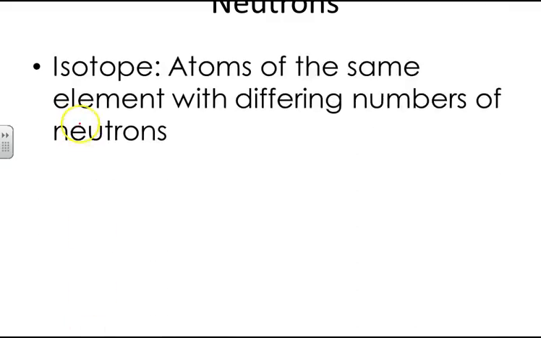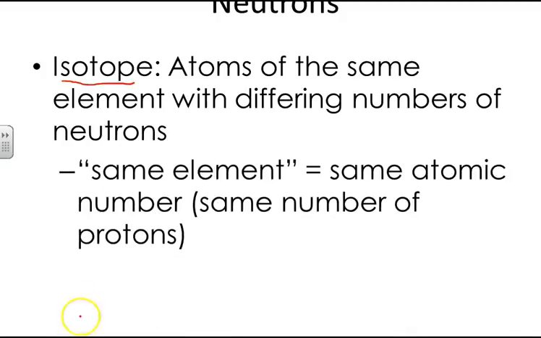We call those different types of atoms of the same element isotopes. Isotopes are atoms of the same element with different numbers of neutrons. And if it's the same element, it means the same atomic number, or the same number of protons, but their number of neutrons can change. Since protons and neutrons have mass, then if they have different numbers of neutrons, those atoms would have different masses. So we have different numbers of neutrons. We could also say different mass numbers.